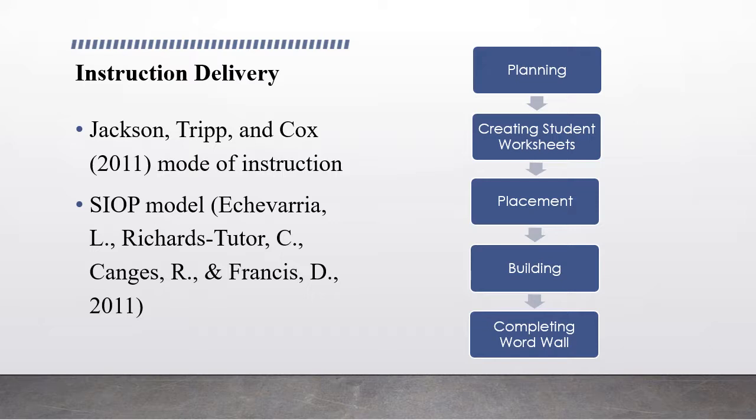Once you are done planning, you then create the student worksheets. This is where you would create the graphic organizer that we spoke about earlier. You could create sentence stems to add for differentiation. And this is the worksheet that students are going to follow as the class completes the word wall together. The next thing that you have to consider is placement. Placement is crucial. Students need to be able to constantly access the word wall.